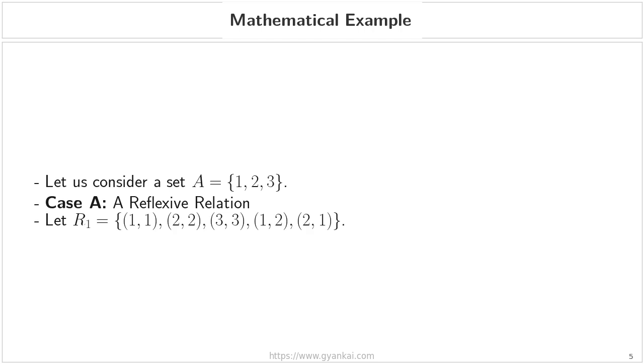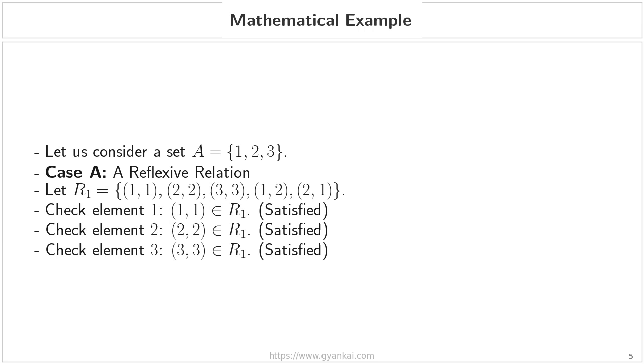Let us start with case A, which represents a reflexive relation. Suppose we have a relation R1 containing the ordered pairs (1,1), (2,2), (3,3), (1,2), and (2,1). To determine if this is reflexive, we follow the steps we established earlier. First, we check element 1. We can see that the pair (1,1) is present in R1, so this condition is satisfied. Next, we check element 2.